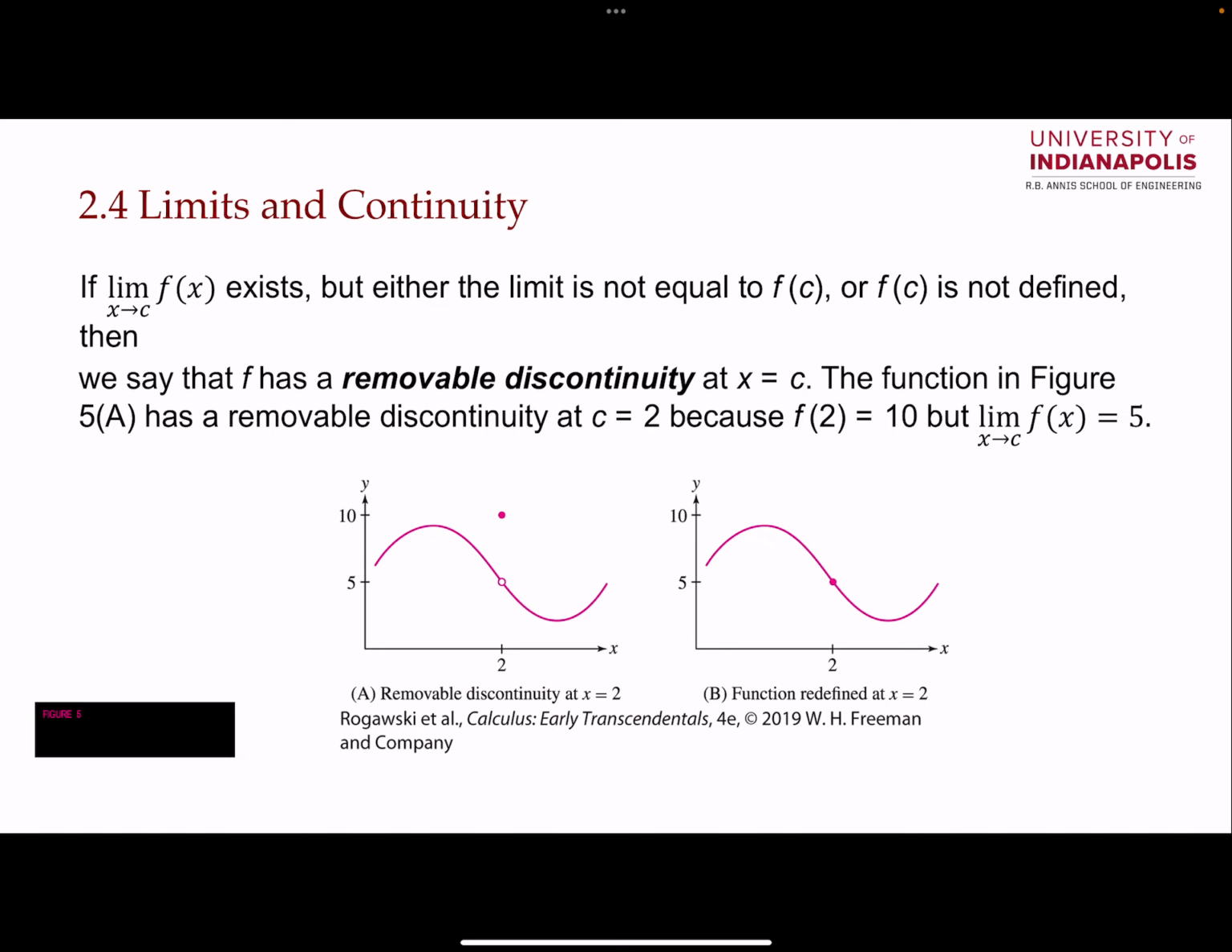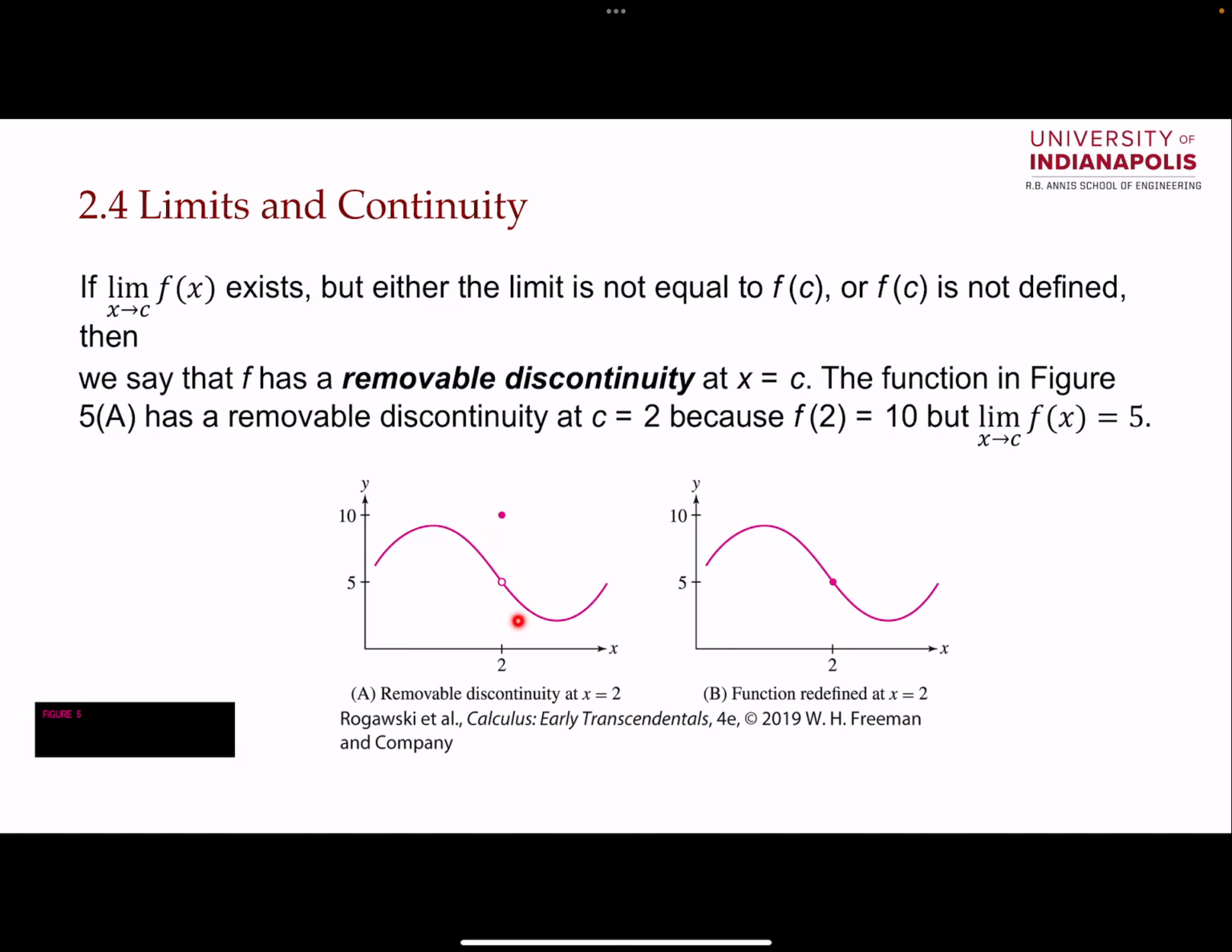Now we have defined continuity and looked at some continuous functions. Then what are the discontinuous functions? What is discontinuity? These two figures show you some examples of discontinuities. You can see that the limit exists here, the right-hand side limit and the left-hand side limit are equal, but the function value is not defined, or is not equal to the limit.